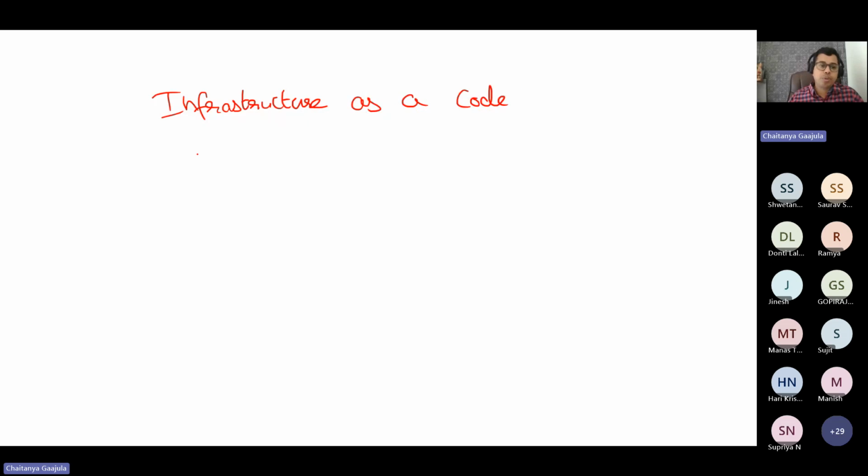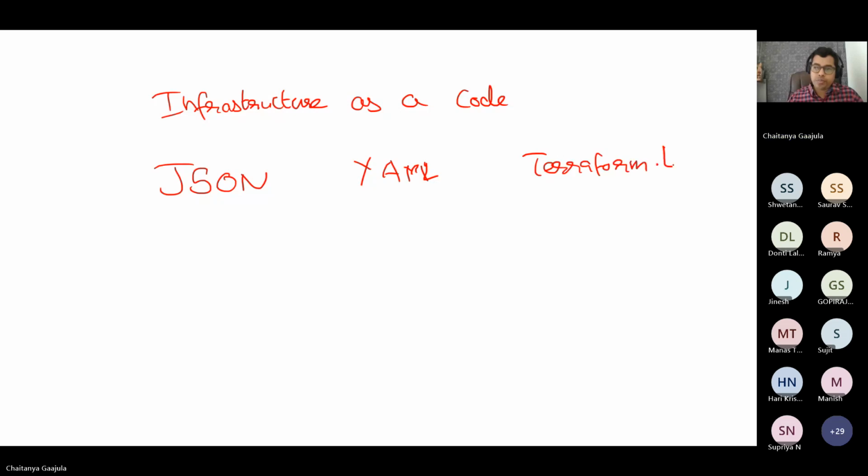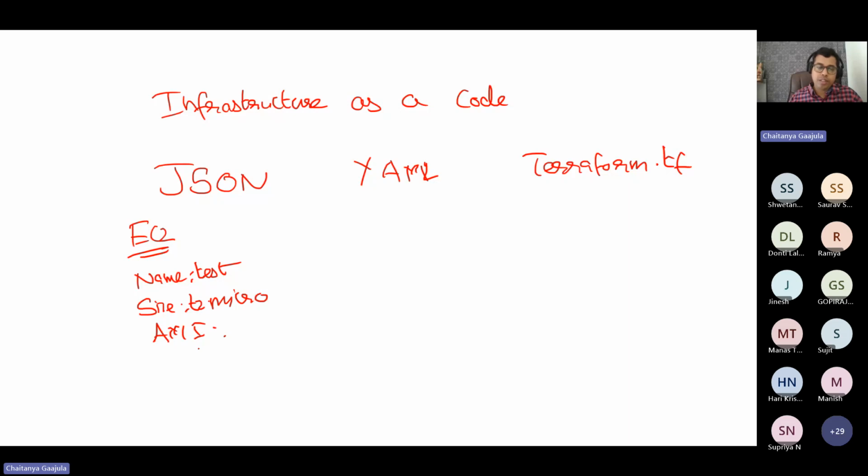So in this concept, what we do is we can create either in a JSON or a YAML format, for example, either JSON or YAML, or Terraform has a concept called a .tf. So you can define that I want to create EC2. You mention the name of it. So you can say test. You can say size, like T2 micro. You can mention the AMI ID, all these things.